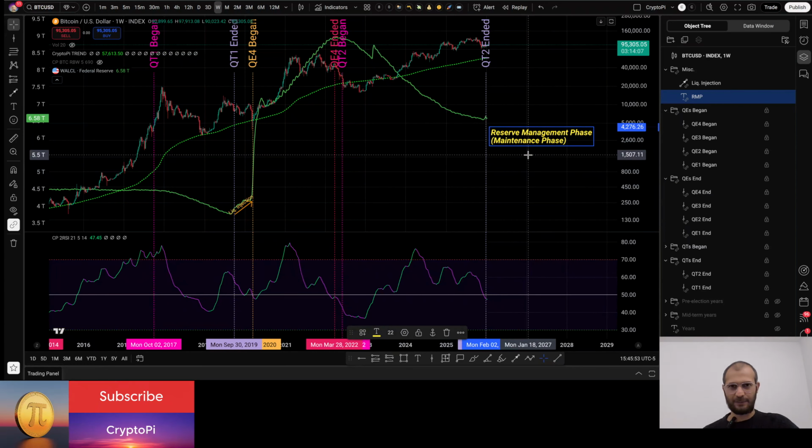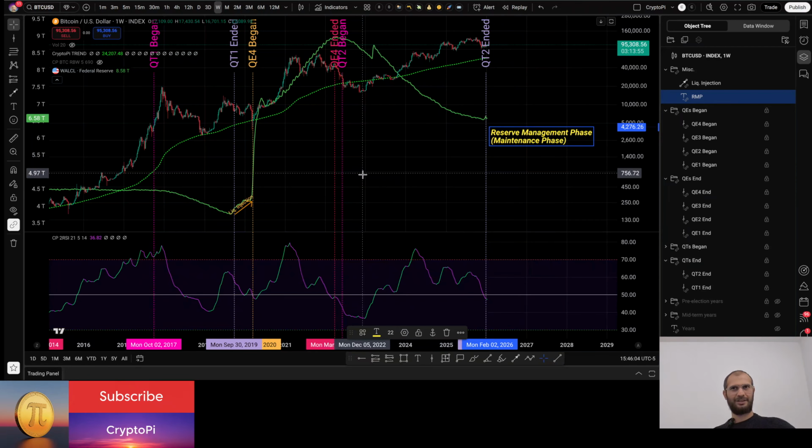Basically, it's a maintenance phase. They are not injecting money into the system, but they are injecting just enough to make sure that banks survive, the system is working, and the economy continues to function properly.